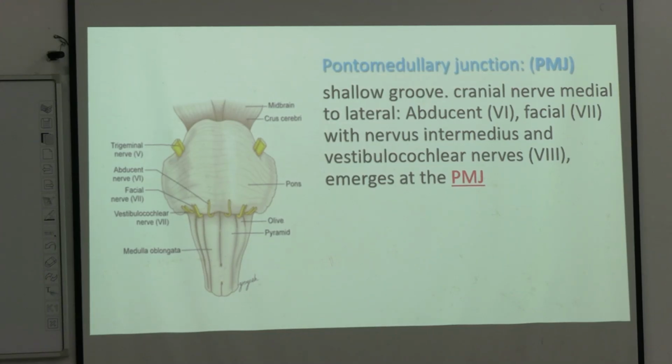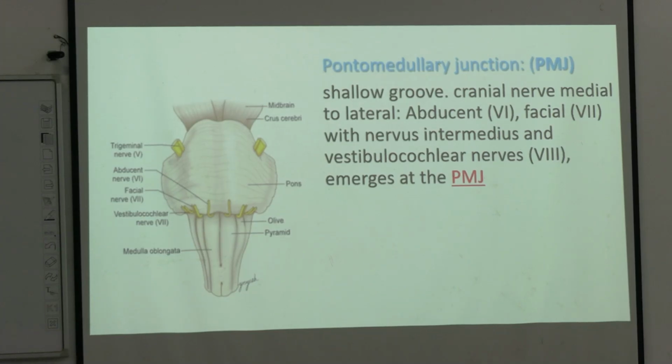These are cranial nerves which are coming out. From medial to lateral, we have a number of nerves coming out. The most medial is the 6th cranial nerve, then we have the 7th cranial nerve, then the 8th cranial nerve. So we have 3 nerves emerging from the pontomedullary junction.